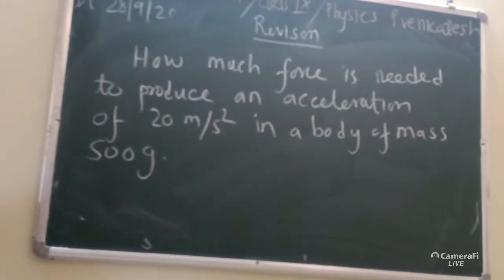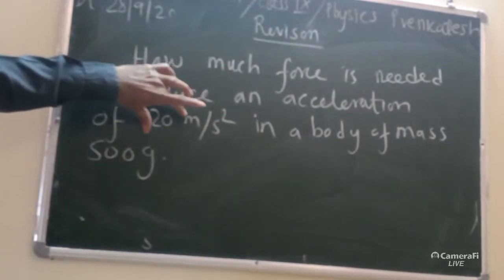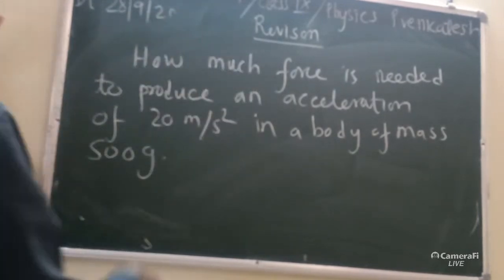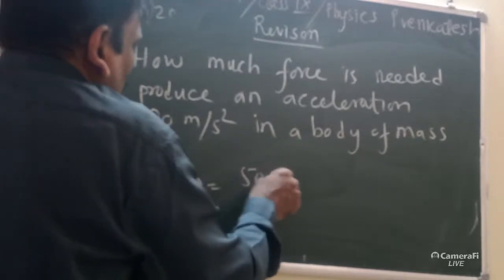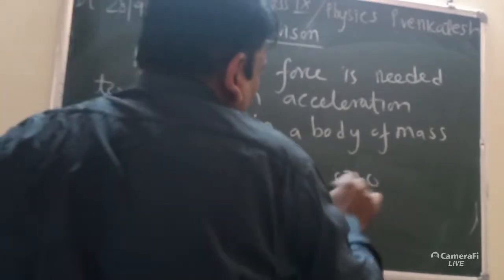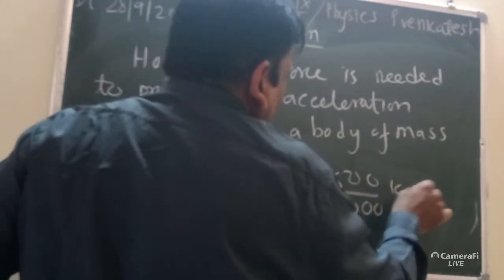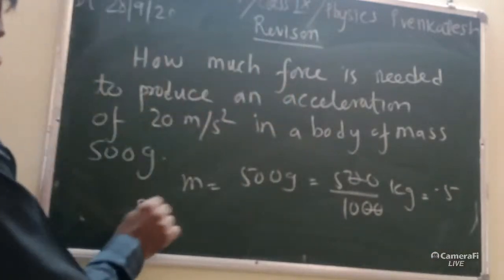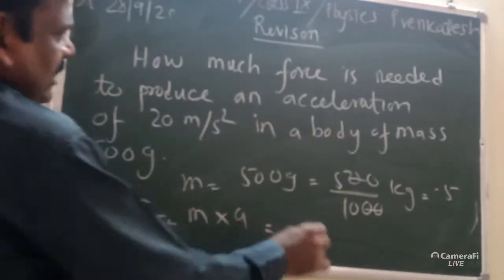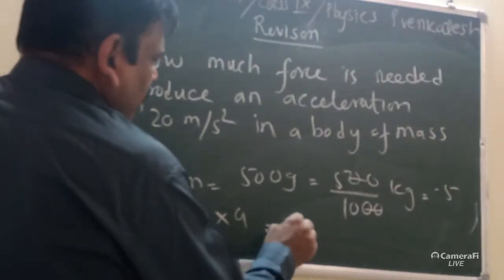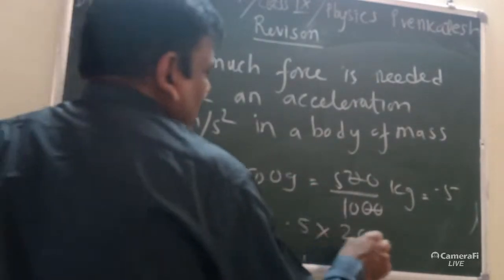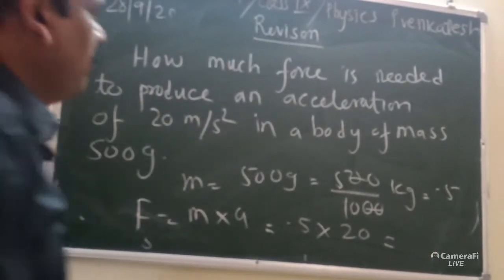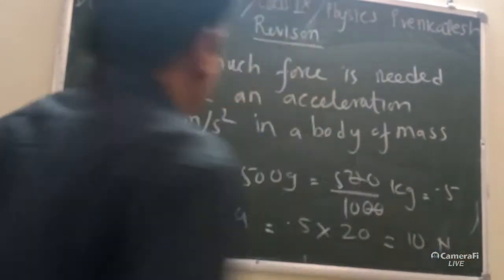Now force equal to mass into acceleration. Acceleration is given 20 and body mass is given 500 grams. This you convert into kg. That is m equal to 500 g, equal to 500 upon 1000 kg, equal to 0.5 kg. F equal to mass into acceleration. Now what is mass? 0.5, into acceleration 20 meter per second square. This you will get 10 Newton.